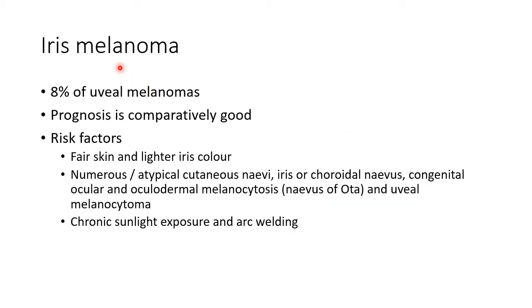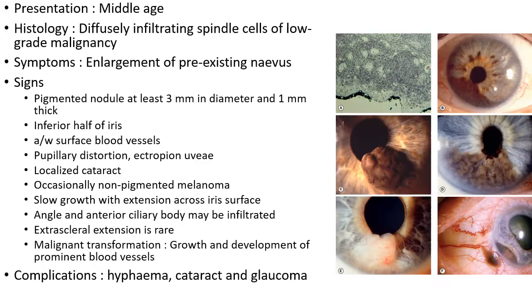Now let us discuss about iris melanoma. Iris melanoma accounts for 8% of all uveal melanomas. The prognosis of iris melanoma is comparatively good. The risk factors include fair skin and lighter iris color, numerous or atypical cutaneous nevi, iris or choroidal nevus, congenital ocular and oculodermal melanocytosis, that is nevus of Ota, and uveal melanocytoma. Other risk factors include chronic sunlight exposure and arc welding.